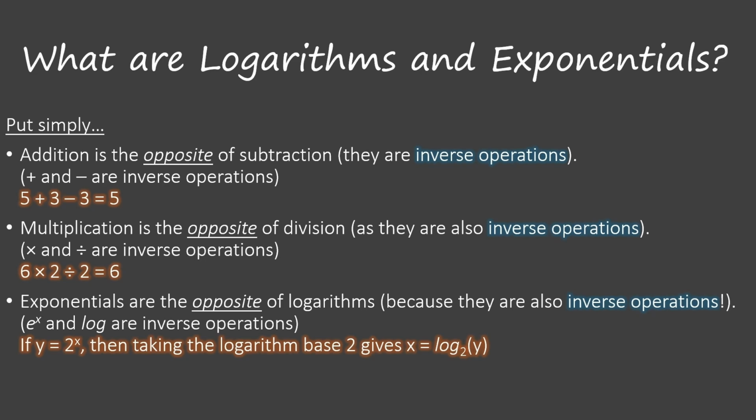Well, put simply, let's see it like this. Addition is the opposite of subtraction, since they're inverse operations. You can see that with 5 plus 3 minus 3 equals 5. And multiplication is the opposite of division, since they're also inverse operations. You can see that with 6 times 2 divided by 2 equals 6. And exponentials are the opposite of logarithms, because they're also inverse operations. So here we see that y equals 2 to the power of x. Then taking the logarithm base 2 gives x equals log base 2 of y.